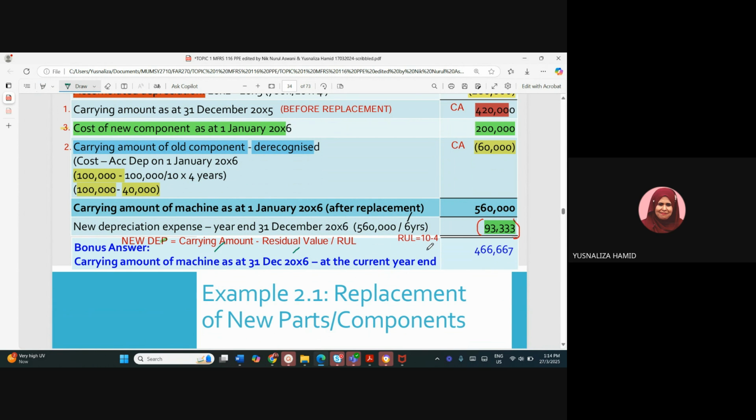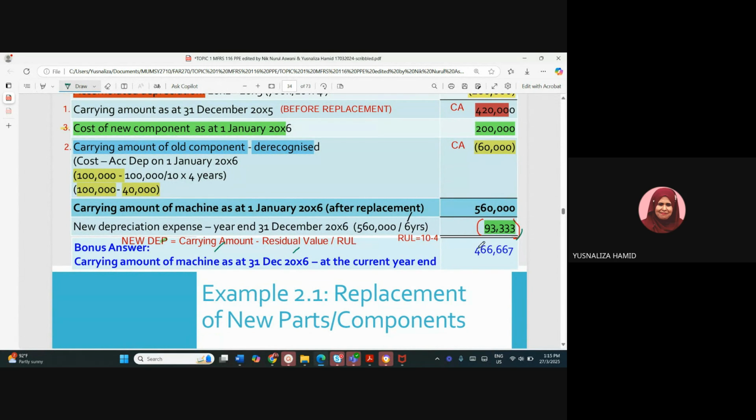Remaining useful life is the estimated useful life minus the number of years that you have used up the machine. The number of years that you have used up is 4 years. So 10 minus 4 is 6 years. So 6 years is the remaining useful life. I have already made an amendment to this. This should be deducted. So please go and adjust your slide, because I've already informed that this must be adjusted. Don't add the depreciation. Deduct the depreciation against the previous carrying amount.